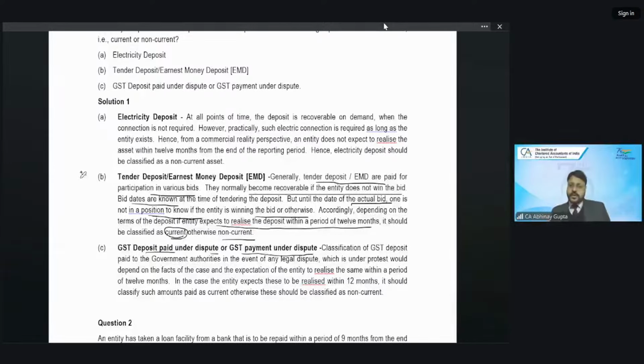So what do we do? Classification of the GST deposited with the government authorities in the event of any legal dispute, which is under protest, would depend on the facts of the case and the expectation of the entity to realize the same within a period of 12 months. If the entity expects these to be realized within the next 12 months, it should be current, otherwise non-current. Now, how will it be decided whether it is realizable within the next 12 months or not?